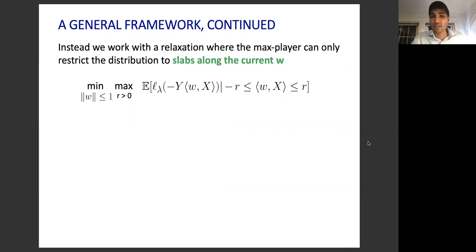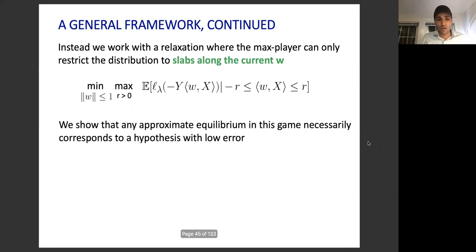And now the max player, instead of being allowed to look at arbitrary reweightings of the distribution, is only allowed to look at reweightings that focus in on a particular slab. By that, I mean, when we look at the current hypothesis W, you take all of your data points and project them onto the direction W. Then the max player is allowed to choose some slab, so that you're only going to look at points in the distribution which land between -r and r. What we show is that any approximate equilibrium to this game necessarily corresponds to a hypothesis with low error for the learning problem.